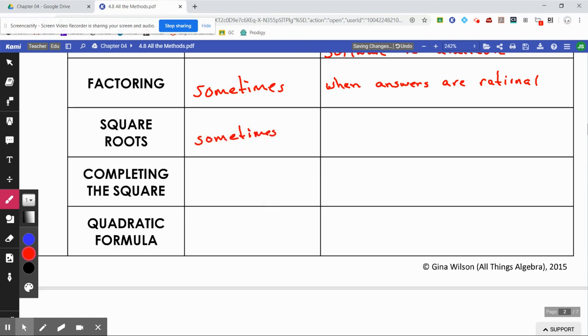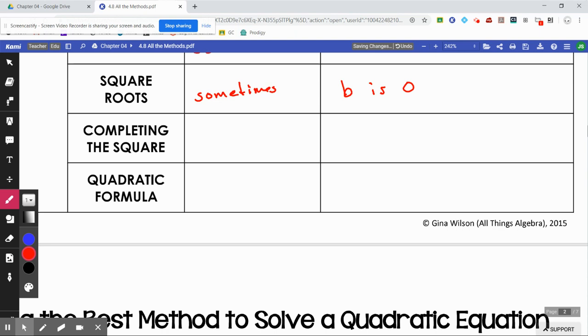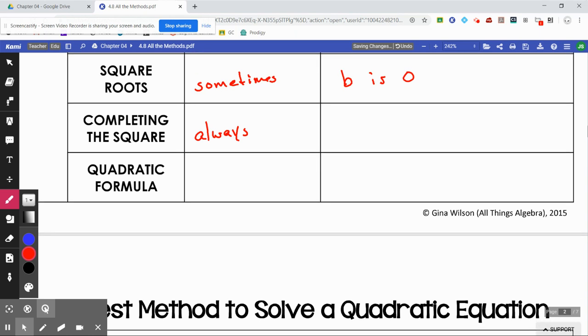Square roots can, again, only be used sometimes. The only time that you're going to be able to use a square root is when b is 0. And when you're missing that b term, then you can solve by square roots. Completing the square can always be used. However, the best time to use completing the square is when your a is 1. You don't have like 3x squared or 4x squared. And when your b, your middle term, is an even number. So therefore, you can take half of it and square it really easy.